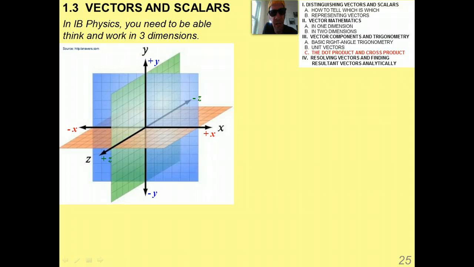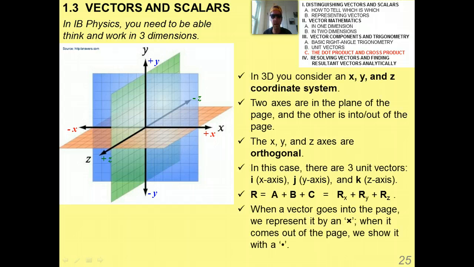Now, you need to be able to think and work in 3 dimensions in IB physics. I talked about this a little bit last year in physics, if you had me. You remember the x-axis, the y-axis, and the z-axis? Well, you can visualize them kind of like this. Now, in a 3D coordinate system, you consider 3 different variables for each point in space. Before, in a 2-dimensional system, you had x comma y. Now you have x, y, z, so you have three numbers that you need to consider. They're always in the order x, y, z.